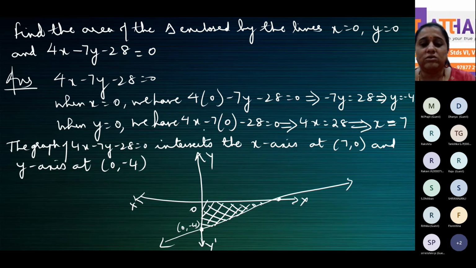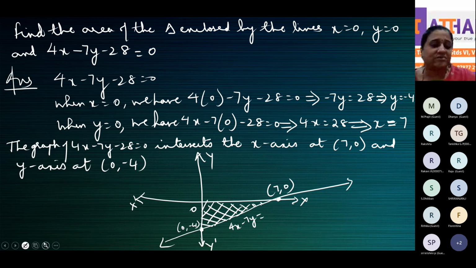Then when you take y as 0, you get 4x is 28, x is equal to 7. So the point is x, comma y, children, not y, comma x. So 7, comma 0. So this is 7, comma 0. So now connect these 2 points. When you connect these 2 points, you'll get the straight line, which is the line or the graph of 4x minus 7y minus 28 is equal to 0.